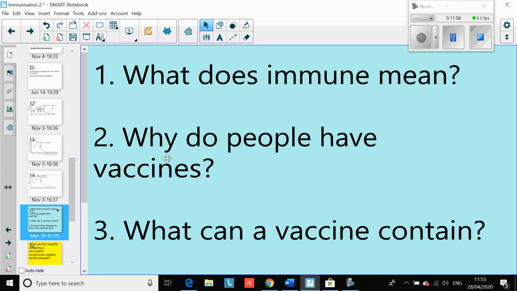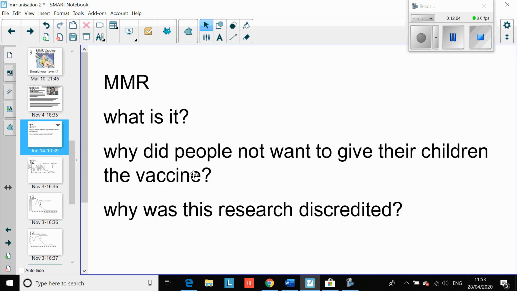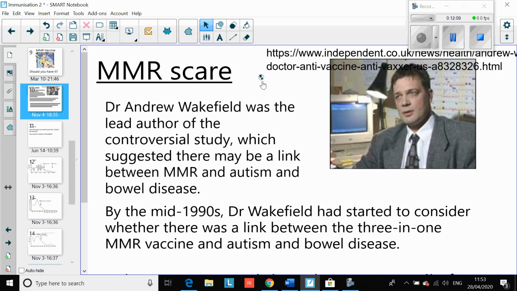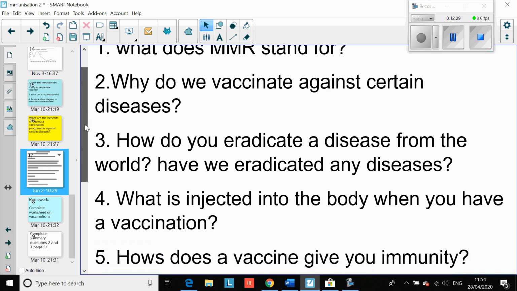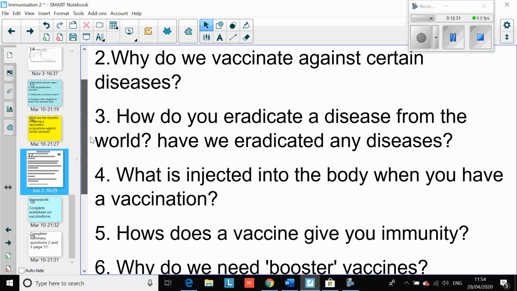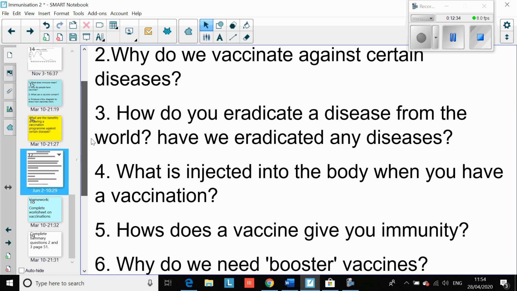Make sure you've answered those three questions about the MMR vaccine. And to do that, you'll need to click on this link, which is in assignments. Okay, so hopefully you've answered question one. What does MMR stand for? It stands for measles, mumps, and rubella. However, question 2, 3, and 4, and question 5 and 6, I would like you to have a go at answering these questions now.